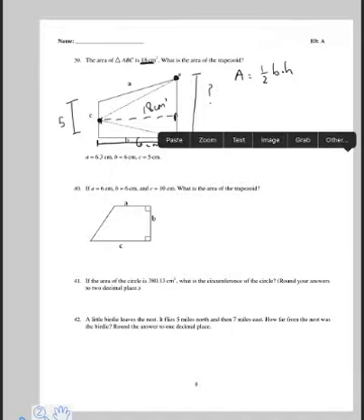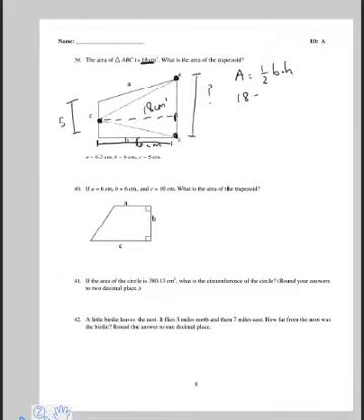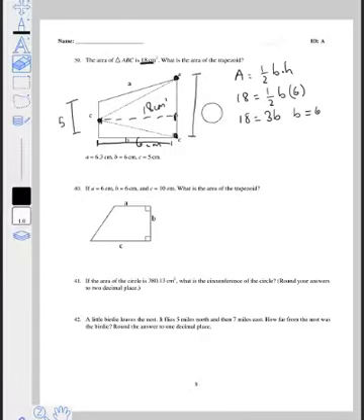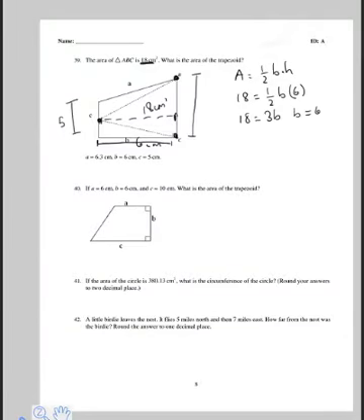And we know the area is 18, so we could say 18 is equal to 1/2 multiplied by the unknown base multiplied by a height of 6. So 18, 1/2 of 6 is 3, is equal to 3b. If you divide by 3, we get b, or the base is equal to 6. So this length here is equal to 6.